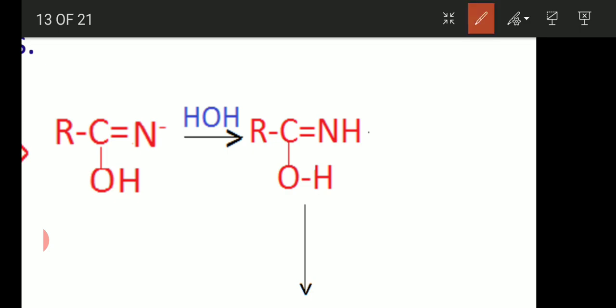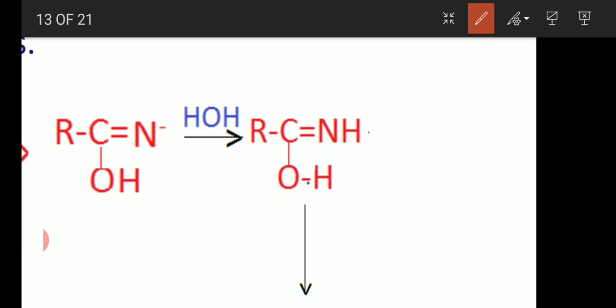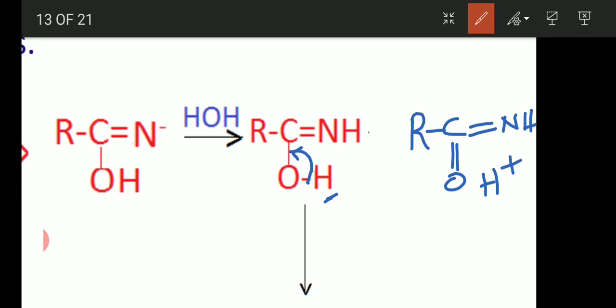Imine will rearrange like this. The bond between oxygen and hydrogen will shift in between carbon and oxygen. Then this carbon will become C=O. Now how many bonds does it have? R, and on the right side double bond NH. And what happened to this hydrogen? It will lose its bond, so it will get H plus. It has been freed and H plus has formed.